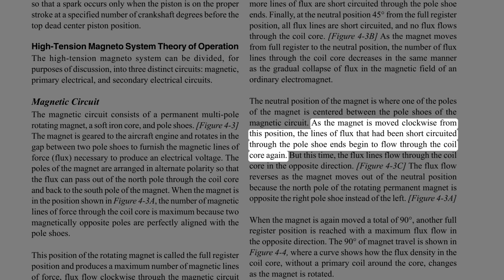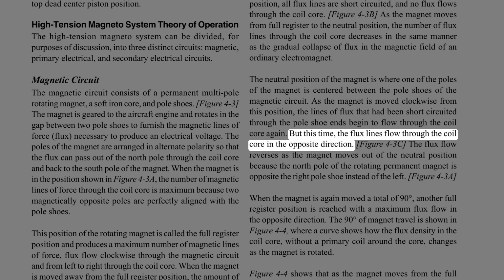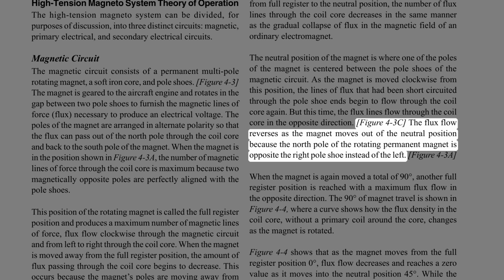As the magnet is moved clockwise from this position, the lines of flux that had been short-circuited through the pole shoe ends begin to flow through the coil core again. But this time, the flux lines flow through the coil core in the opposite direction. Figure 4-3c. The flux flow reverses as the magnet moves out of the neutral position because the north pole of the rotating permanent magnet is opposite the right pole shoe instead of the left.